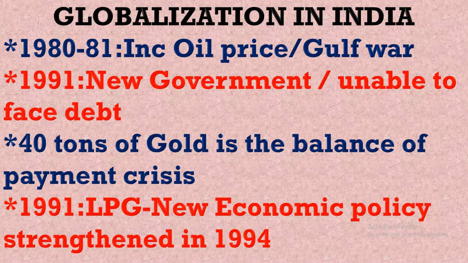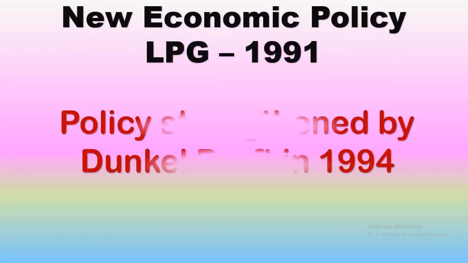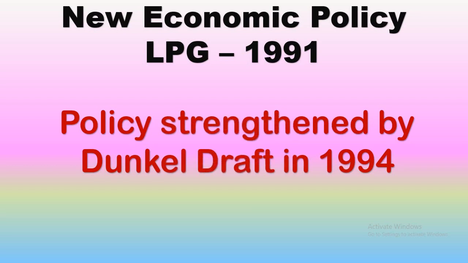In 1991, the new government wanted to form an economic policy. That is what I was about to say in the beginning: LPG, liberalization, privatization and globalization. This was introduced to welcome or invite the world traders into India. We'll see again about the new policy, LPG in 1991, which was strengthened by the Dunkel draft in 1994.